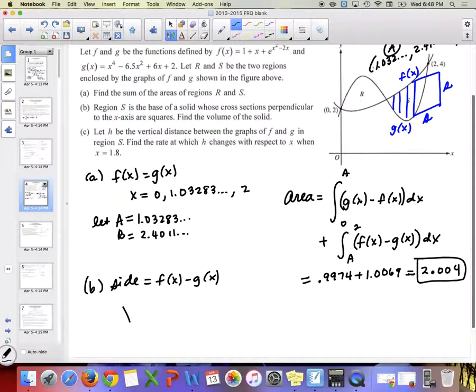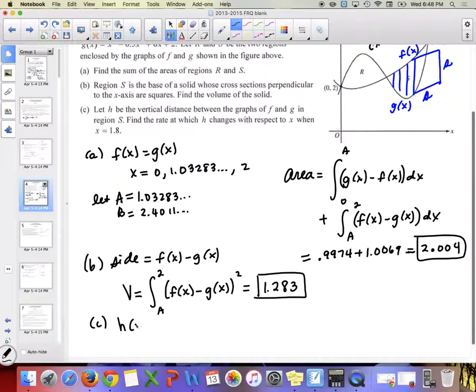So when I'm finding a volume, I'm always integrating an area. So I'm integrating the area of a square, which is going to be side squared. And I'm doing that from my a value to my 2. Okay, so I went ahead and found that, and it ends up being 1.283. So you can do math 9, you can put all that in. You do get 1.283. And then the last part, it says, let h be the vertical distance between the graphs of f and g in region S. Well, we already did that. That's f of x minus g of x. Find the rate at which h changes.